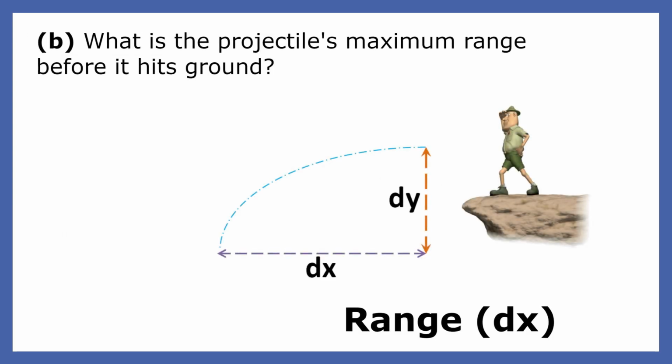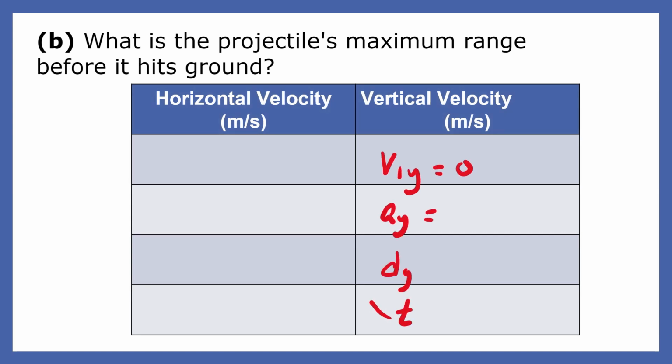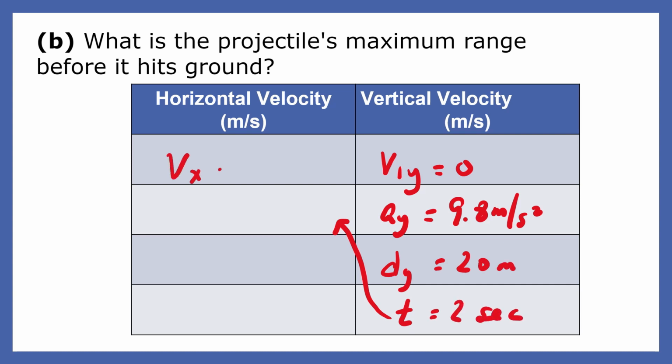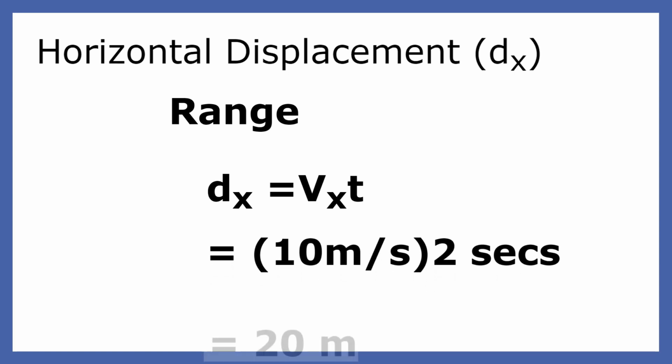Now let's find the maximum range of this projectile. The range of a projectile is its horizontal distance traveled when it finally hits the ground. It's called dx. Since we want to find the horizontal distance traveled, we can't use anything from the y side of the chart except for the time. The only x equation is dx equals vx times t. We have everything we need to find the range.